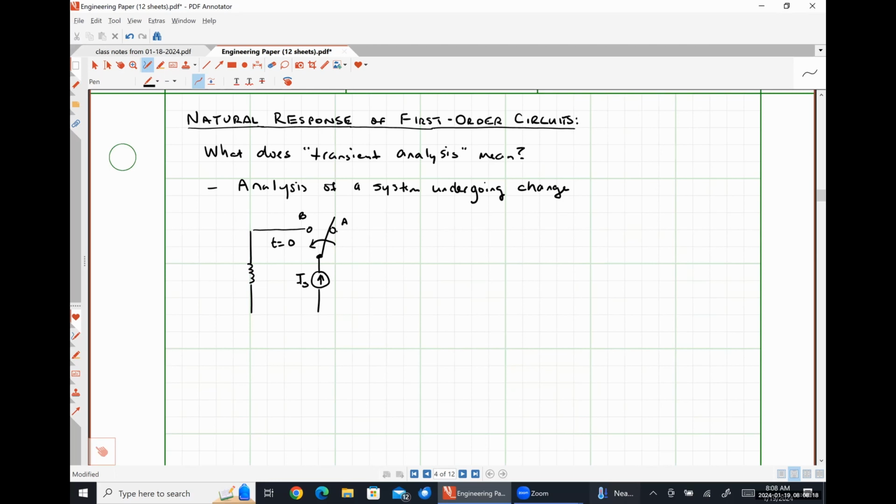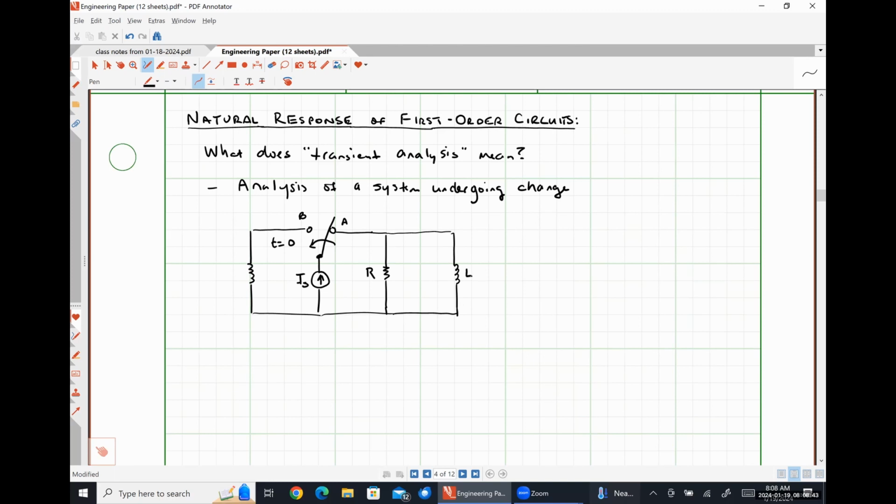So the network that's connected to the switch position A might consist of a resistor R connected to an inductor L, like so.